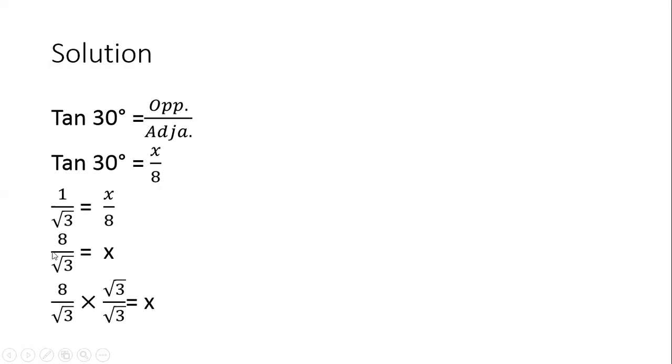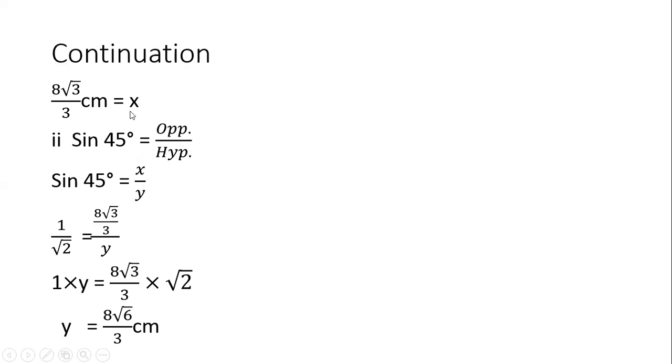You rationalize, which is multiplying both the numerator and the denominator with the surd that is the denominator. So that's 8 times root 3 over root 3 times root 3 to give us x, and that will give us 8 root 3 over 3 centimeters as x.